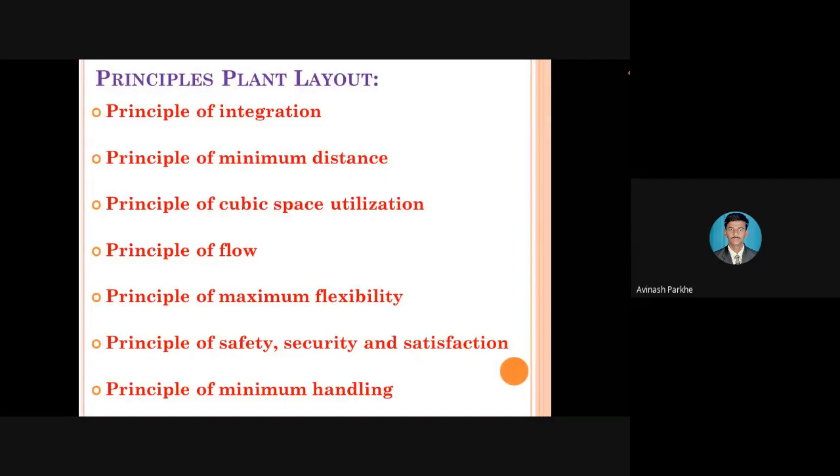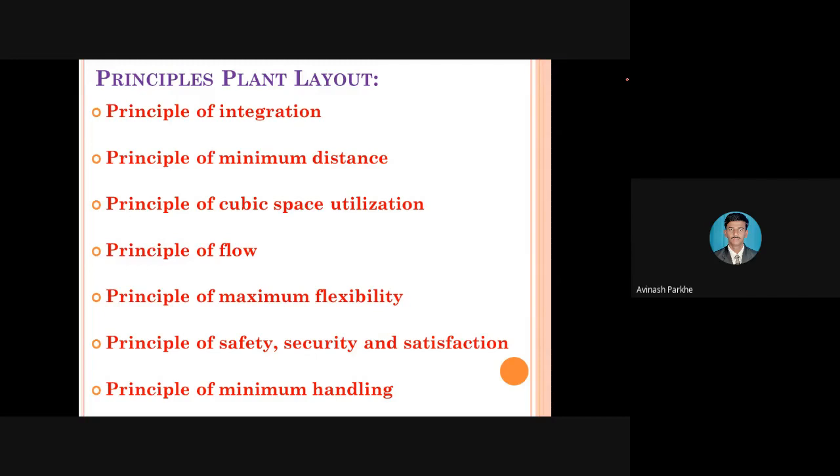Okay, so once again, good morning all. So in the last lecture, we started with the second part of chapter number 5, which is called plant layout. And in the previous lecture, we discussed the basic definitions of the plant layout and their important objectives. What are the basic definitions? The plant layout is defined as an optimum arrangement of all the facilities.